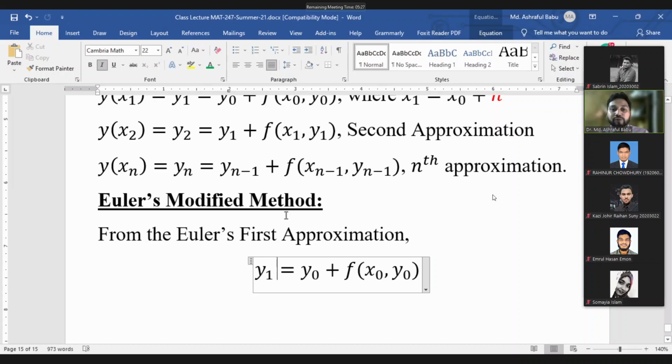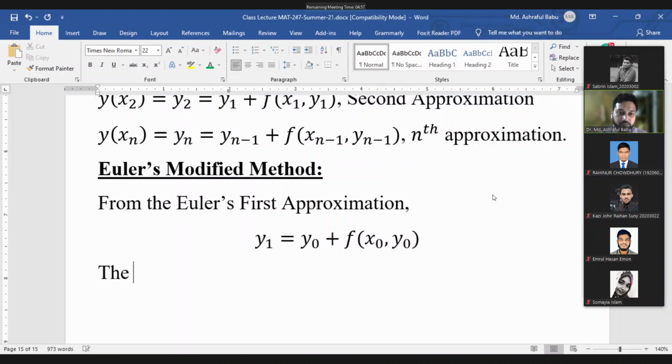But in Euler's modified method, from this first approximation, we have to use an iterative process for this y1. We have to use an iterative or successive method for y1. That means this y1 we have to use for some iterations. So what will be the iterative process? We have to write the first modified value of y1.